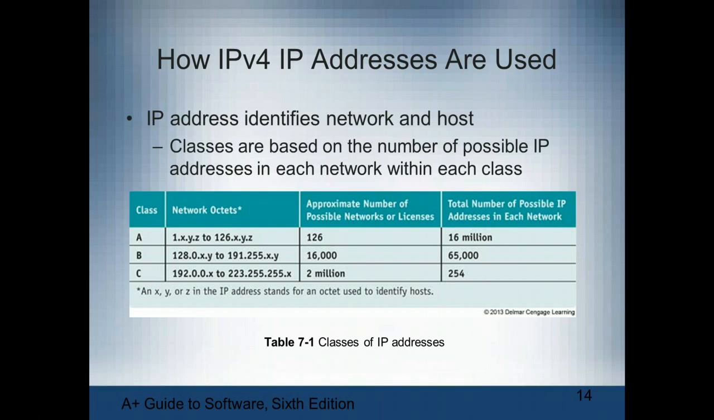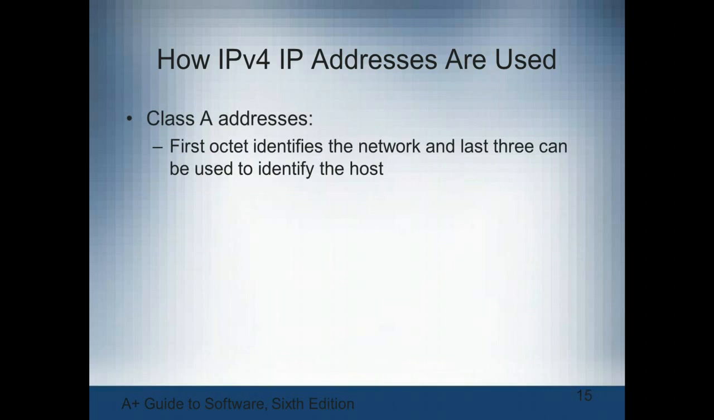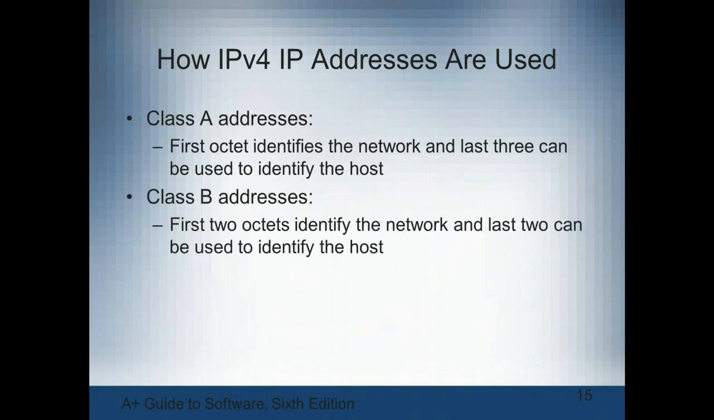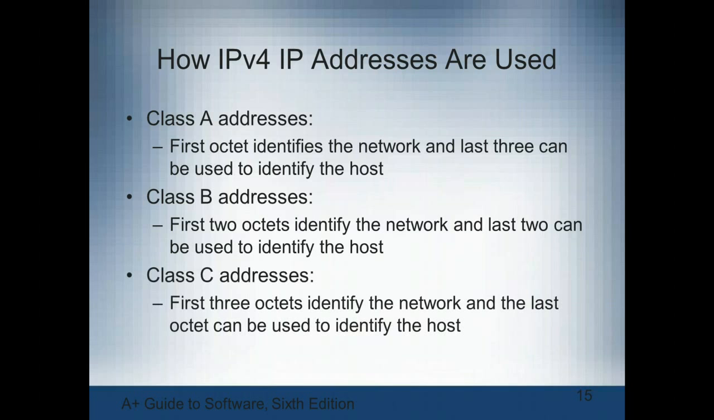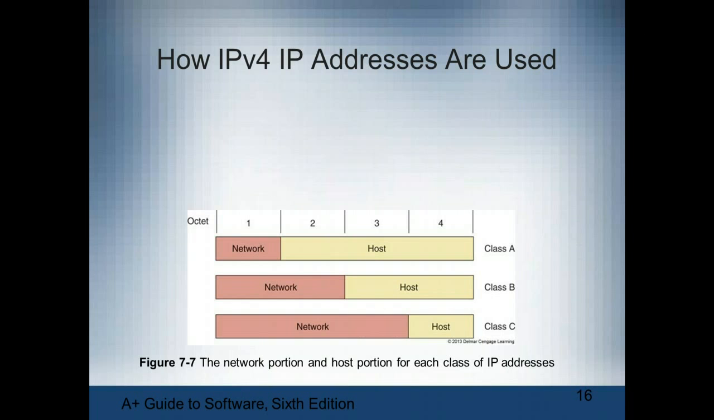Classes are based on the number of possible address assignments. Class A, the first octet is network and the last three can be used for the host. Class B, the first two are network, the second two are host. Class C, the first three are network, and the last one is host. And you have the numbers there.